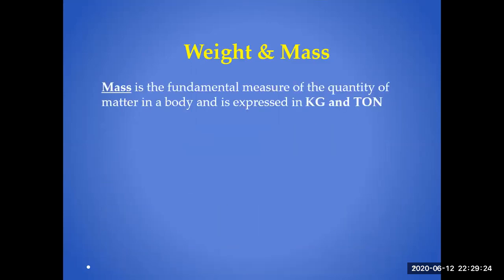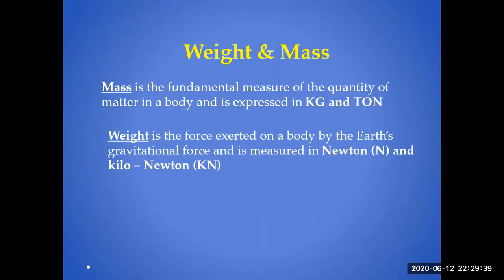Mass is basically the fundamental measure of the quantity of matter in a body and is expressed in kgs and tons. This is basically the unit of mass. So we will study what's the difference between mass and weight. Weight is the force exerted on a body by the earth's gravitational force, and it's measured in Newton. Of course, it's a force, and the unit of force is Newton and kilonewton. These are the other units of weight.